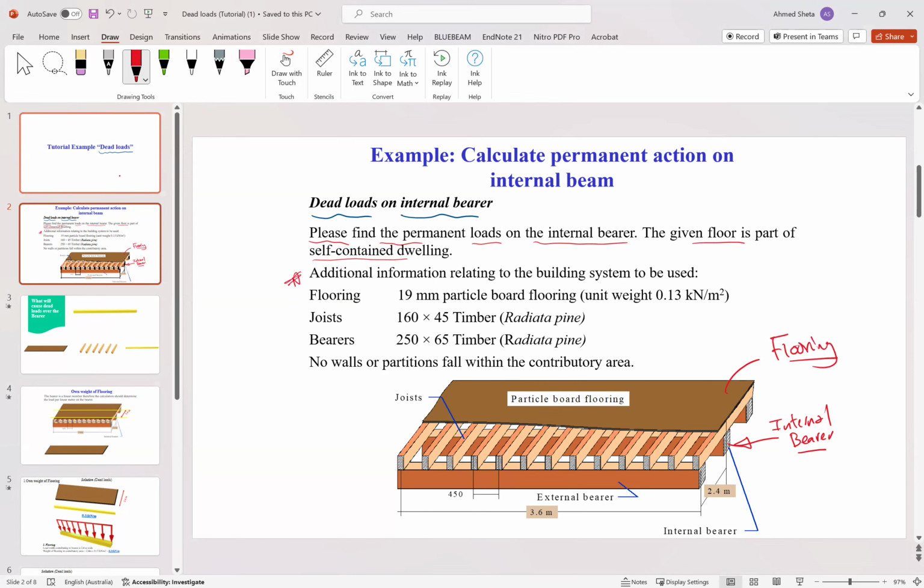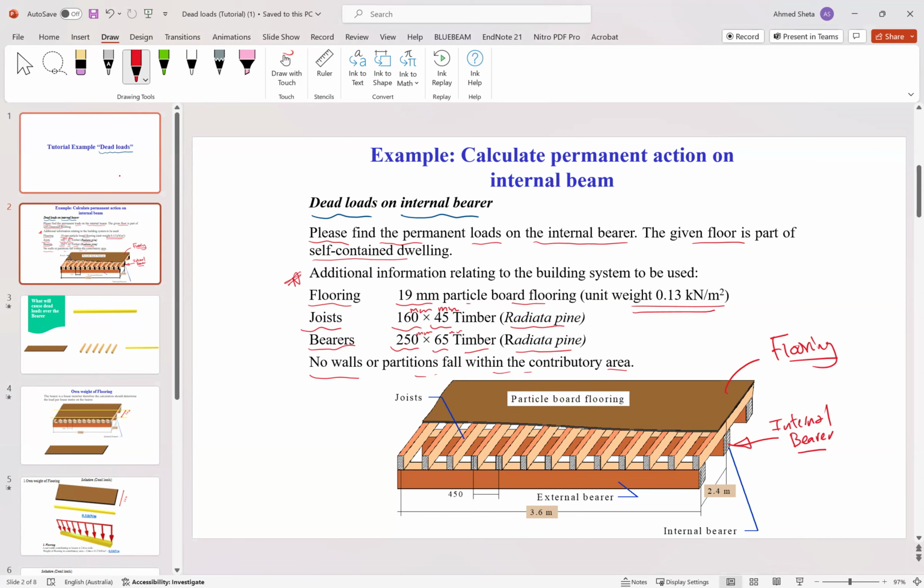The component of the floor is given as flooring, 19 millimeter particle board flooring. The unit weight is 0.13 kilonewton per square meter. The joists are 160 by 45 millimeter radiata pine. The bearers are 250 by 65 timber radiata pine. No walls or partitions fall within the contributory area of the bearer.